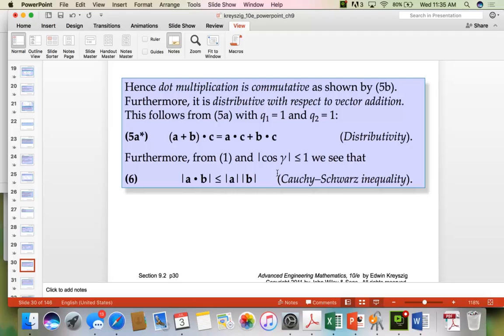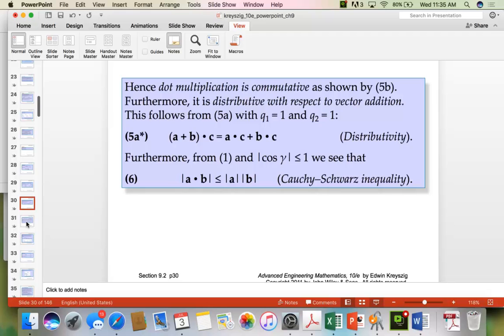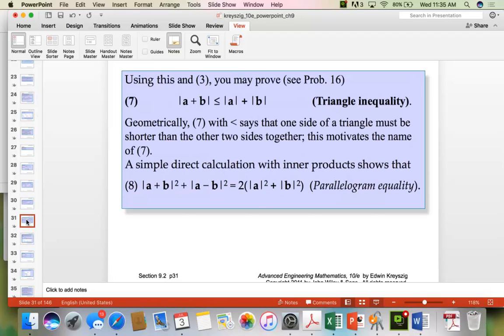This is known as the Cauchy-Schwarz inequality, sometimes known as the Schwarz inequality, and it's a very important property because basically it leads to the triangle inequality, which says that the magnitude of A plus B is less than the magnitude of A plus the magnitude of B. So this says that one side of a triangle has to be shorter than the other two sides summed together, otherwise it's not a triangle. And then you can also show the parallelogram equality, which is less commonly used and can come from the triangle inequality.